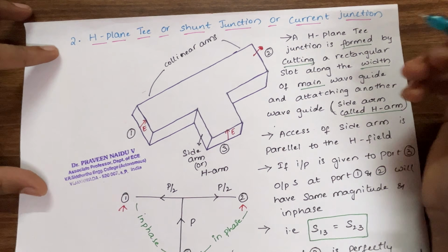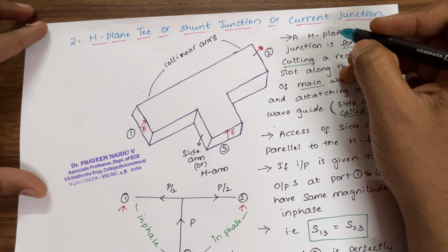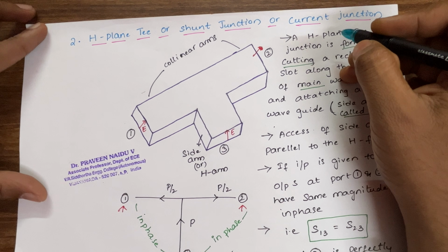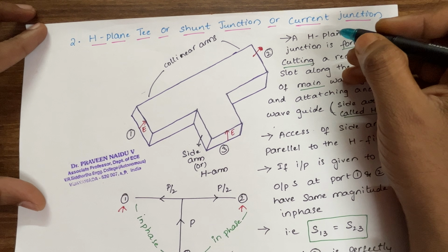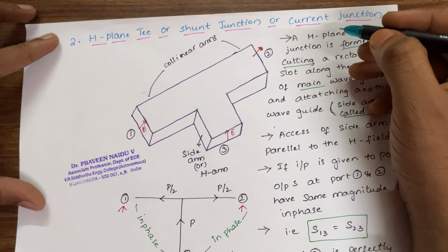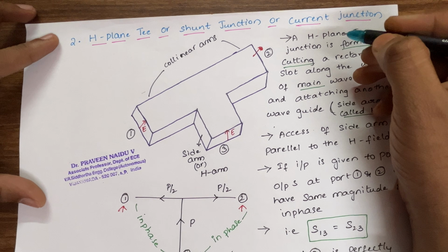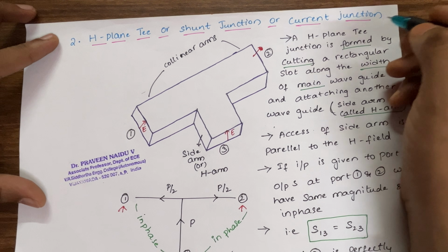In the last video, we saw the E-plane T and its properties, and we also saw the derivation of the S parameter matrix, or S matrix, for an E-plane T. And we understood the different cases of giving input signals and the corresponding outputs by means of the matrix.